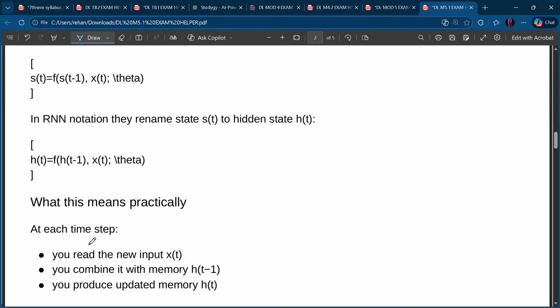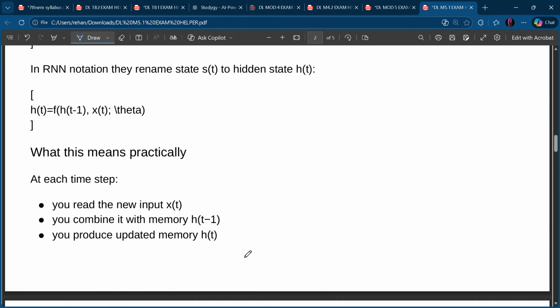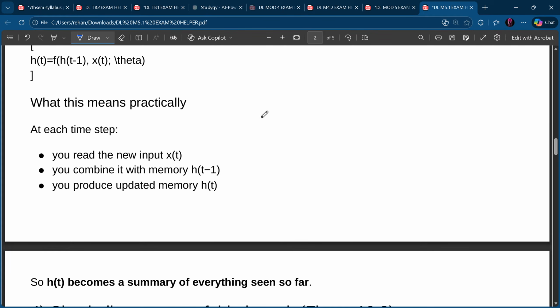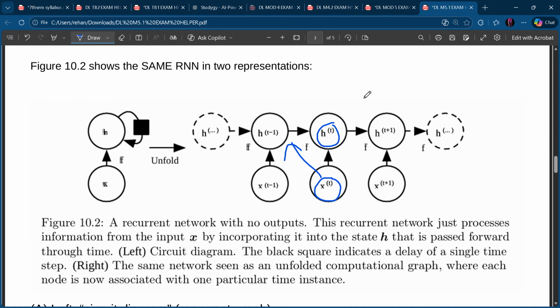What this means practically is that at each time step you read the new input x and combine it with the memory h t minus 1 to produce or update the memory h t. Simple. So we use the input x t and combine it with the previous state, so that we can produce the updated memory. If I have to show it in the diagram, see here, x t is using the previous memory to produce or update the current state.